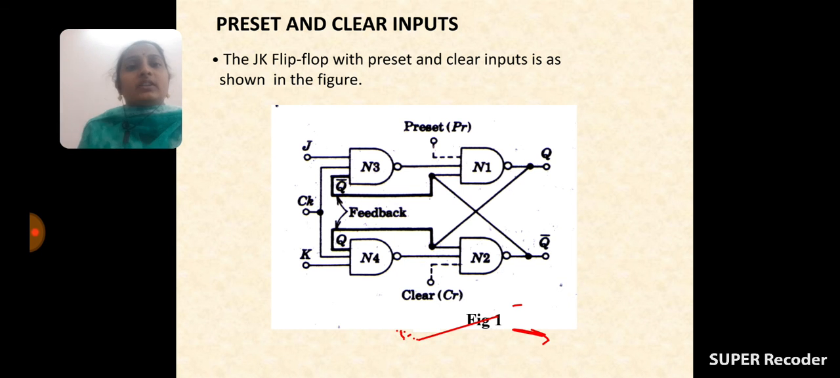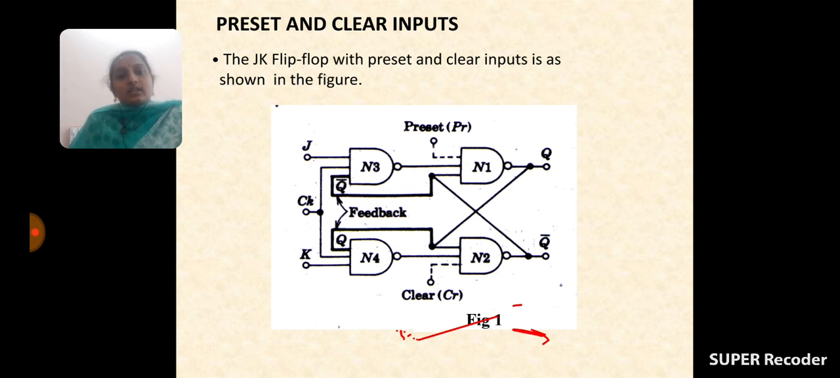So what is the need of these two special inputs? In the previous SR flip-flop or JK flip-flop, the output is changed only during the application of clock pulse. For example, if I want 1 only for the application of J equal to 1, we are getting the previous stage output only. But here in the case of preset and clear inputs, even though the inputs are not changed and the output is not changed, directly we are getting the set condition or reset condition according to our requirements.